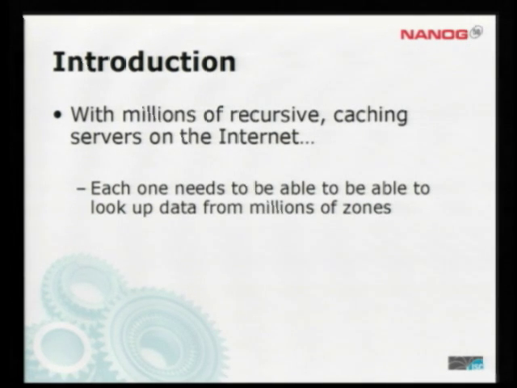So we all have recursive caching servers. There's millions of them out there on the internet. Every one of them needs to be able to look up data from millions of zones. How do we secure this? Well, the things that we had in place prior to DNSSEC being put forward as a standard, we had TSIG. TSIG was fine, but it used shared keys.